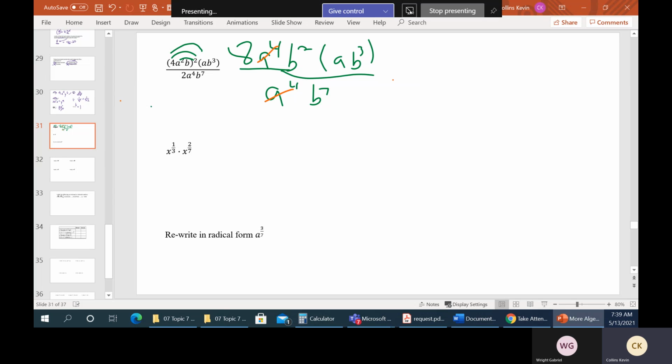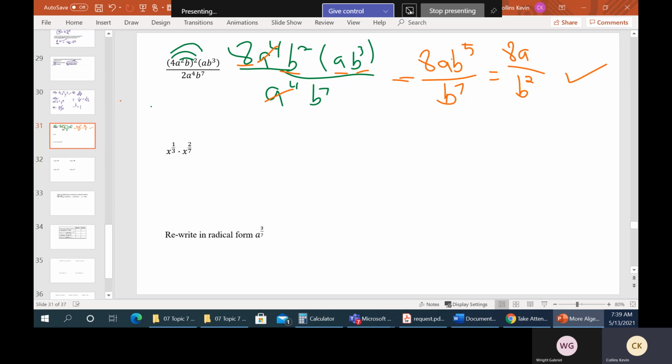Now, let's go ahead and multiply what we got left on the top. So this would be 8a. So we got the 8, we got the a, we got b to the 2nd, b to the 3rd is b to the 5th, and all we got left on the bottom is b to the 7th. So we've got 5 b's upstairs, 7 b's downstairs, so we can cancel out 5 of them. So all we're going to have on top is the 8a, and on the bottom, if we canceled out 5 of the 7, we've just got b to the 2nd left, and that's our guy.